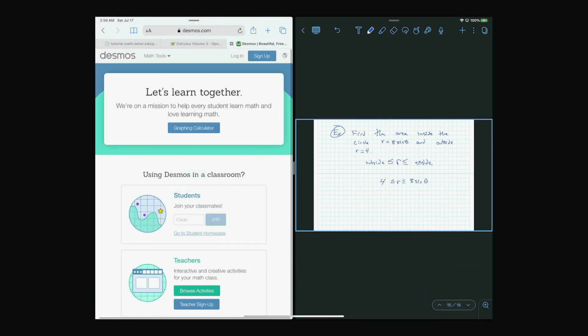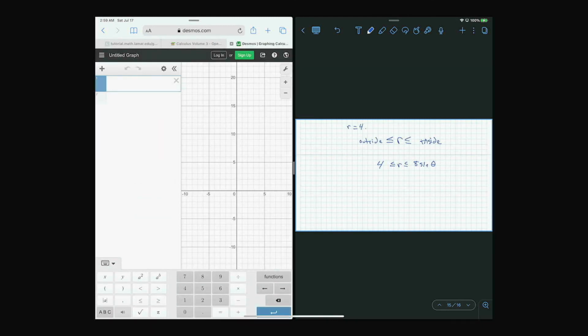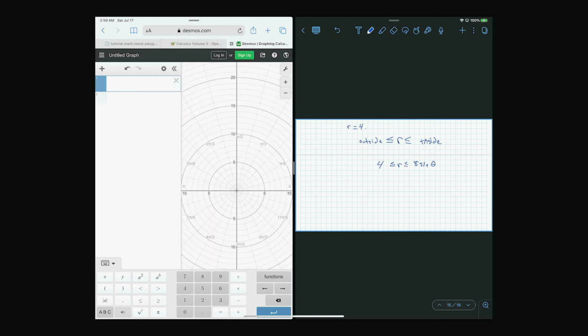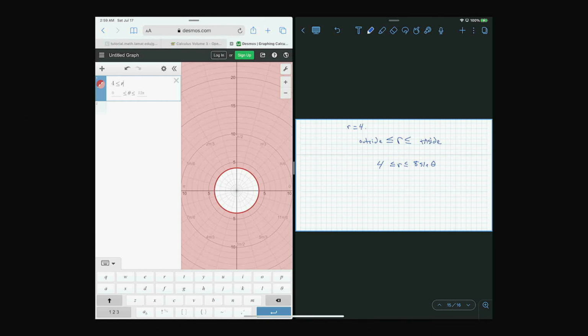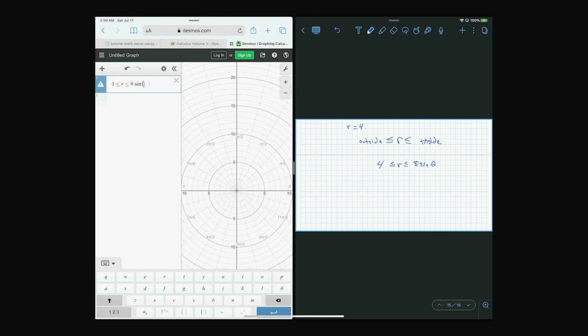So you want to understand what that region looks like. And the reason you want to understand what the region looks like is because you need to figure out what your bounds are for theta, and we don't really know them right now. So we will switch over to polar again, and we have to do 4 less than or equal to r, which is less than or equal to 8 times the sine of theta.